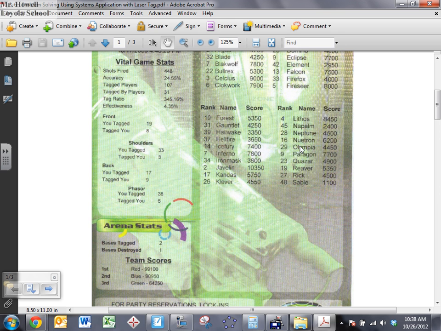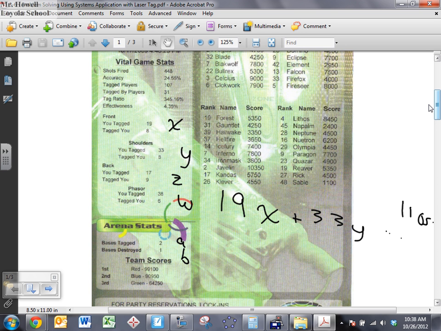And what you can do is, you can think of shooting in the front as X, Y, Z, W, call this A, call that B, and you could say, for example, this was my scorecard. I shot the other team 19 times in the front. So I have 19 times however much each front shot is worth. Then I shot them in the shoulders 33 times. And so forth and so on, dot, dot, dot, adding all these up, totaling 11,050. I did in this game. I actually got the best score in this game.